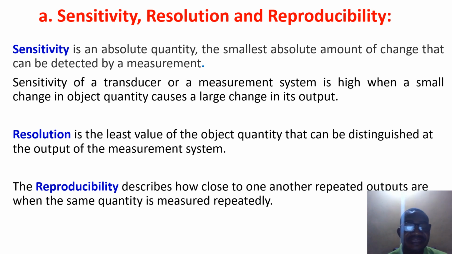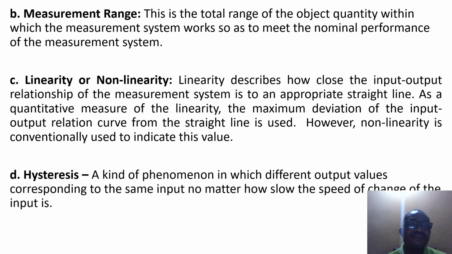But let's look at, for example, temperature. If you use a thermometer to take my body temperature, and in the next 1 or 2 minutes you take the body temperature again, and it gives you exactly the same value, we say it is reproducible. Then let's look at measurement range. This is the total range of the object quantity within which the measurement system works so as to meet the nominal performance of the measurement system.